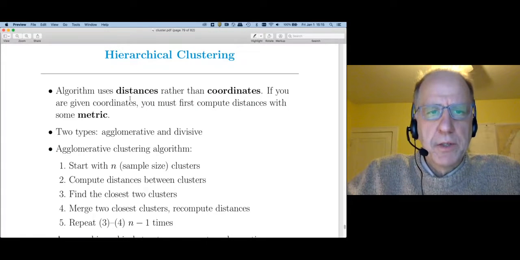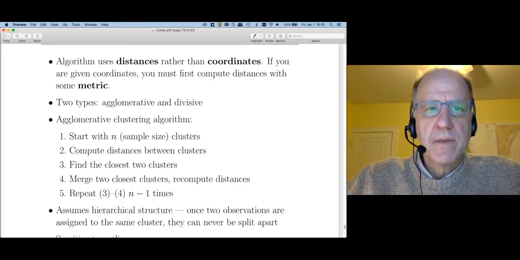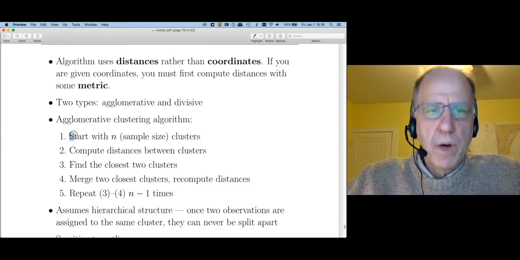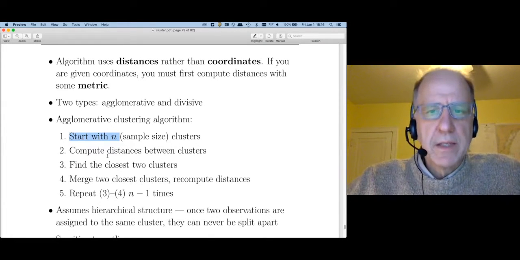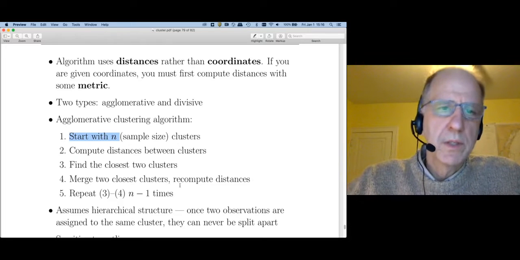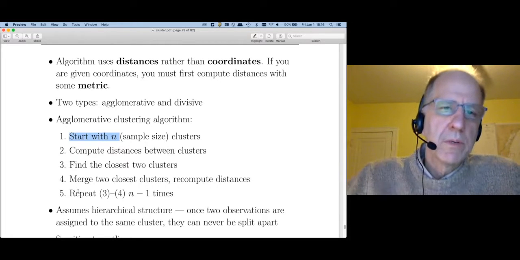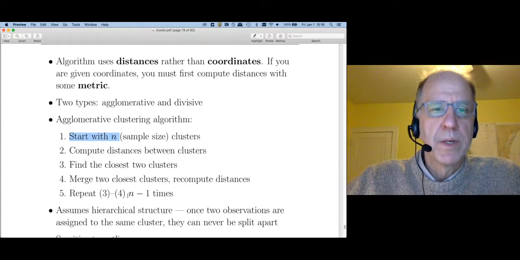Starting with these distance measures, there are two algorithmic approaches. These are classified as agglomerative and divisive. Here's the idea of agglomerative. With agglomerative, our algorithm starts out by assuming every observation is its own cluster. We then go find the distances between the clusters and merge the two clusters that are closest. We have to recompute the distances, and we keep doing that until we reach the desired number of clusters. So at most, we're going to go through this algorithm n minus 1 times.